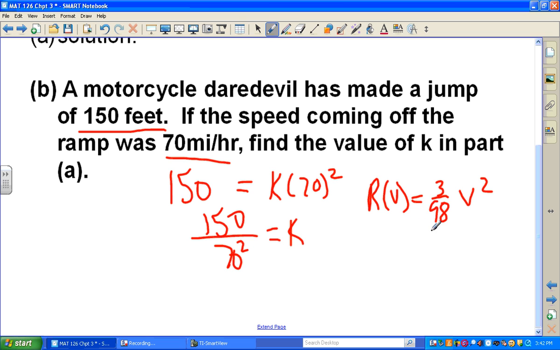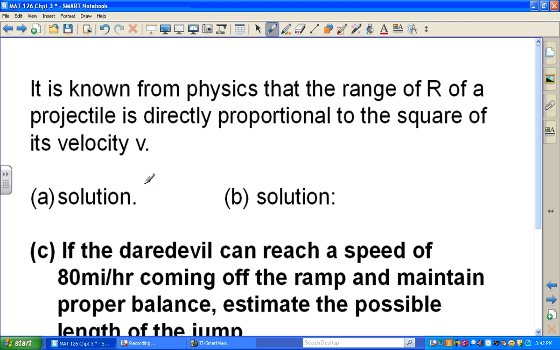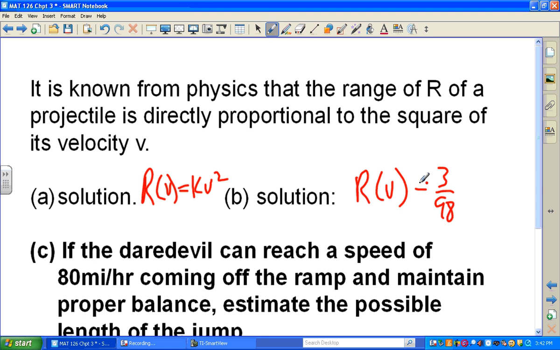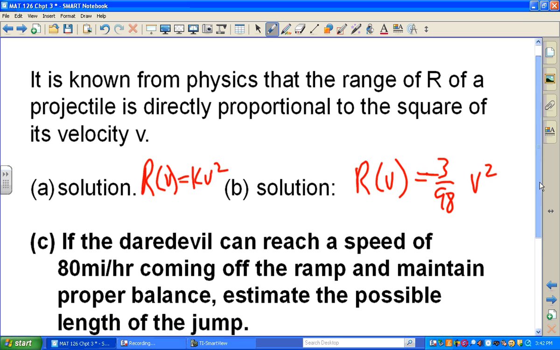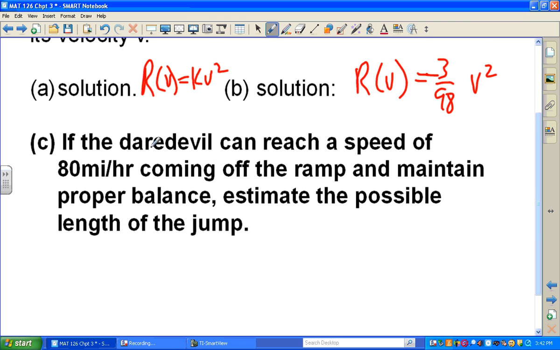All right. R of V equals .0398 V squared. So this one was R of V equals K V squared. This one was R of V equals .0398 V squared. You don't have to write those down over, but you just have to bring them up.